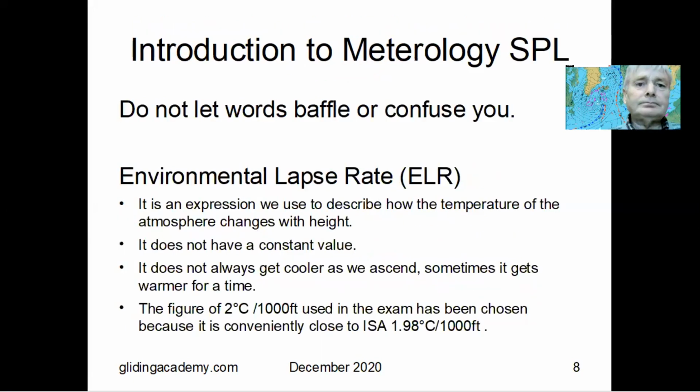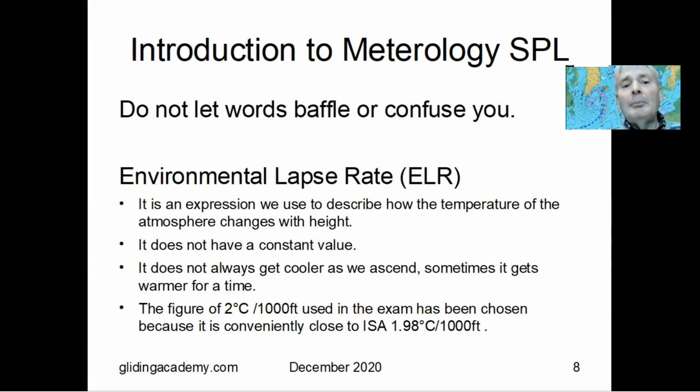So first of all, environmental lapse rate. What on earth is that? It's an expression that's particularly misleading, because from the title you would imagine that the environmental lapse rate was some sort of fixed figure. And to make matters even worse, very often you'll hear quoted the environmental lapse rate at 2 degrees C per 1,000 feet, as per this question.